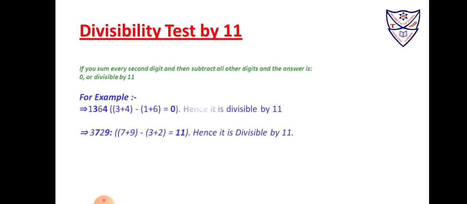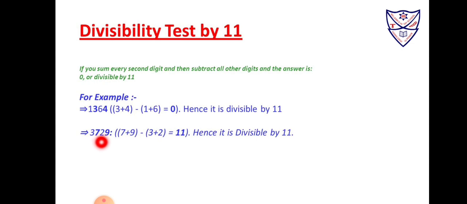Now let us understand the divisibility test by 11. If you sum every second digit and then subtract all the other digits and the answer is 0 or divisible by 11. That is, for example, if we take 1364, we'll take alternate numbers: 3 plus 4 minus 1 plus 6. So if we do this subtraction, we are getting the answer as 0. Hence it is divisible by 11. Let us take one more example.